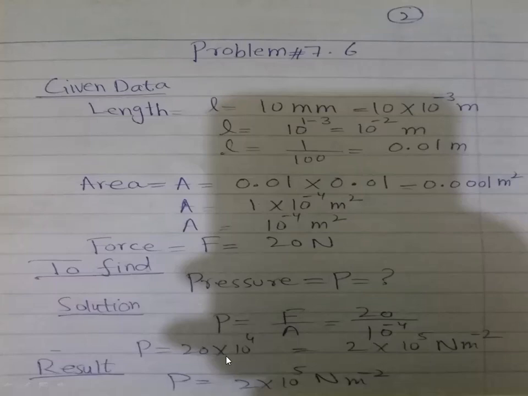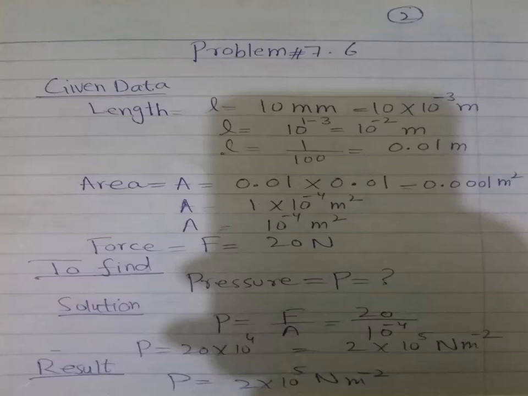So you can convert this. How many zeros with 20? 1. So I can write 10 to the power 1. 4 plus 1 is 10 to the power 5. The unit of pressure is Newton per meter square as we discussed in the last numerical. So our result will be pressure is equal to 2 into 10 to the power 5 Newton per meter square.